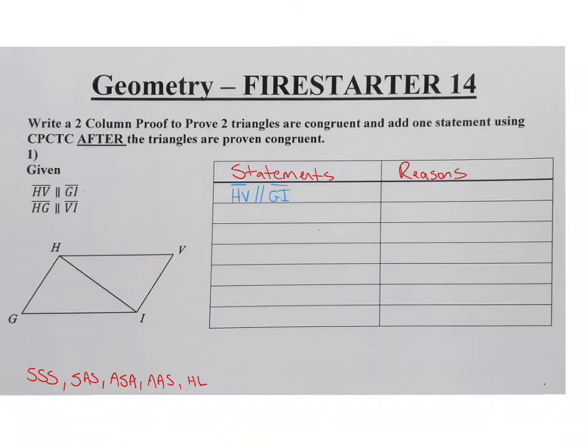Now, I always call that a neither statement because it's not saying side congruent to side or angle congruent to angle. So even though it's talking about sides, they are not saying side congruent to side, so it's a neither statement. It will not help me with any of those. Now I'm going to take my second given, that's the second statement. HG is parallel, don't forget the bar on top, VI. And once again, that is a neither statement.